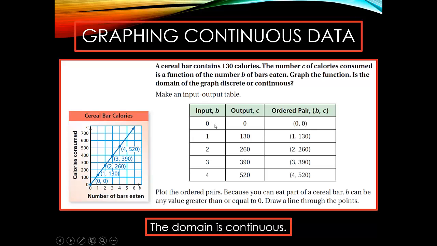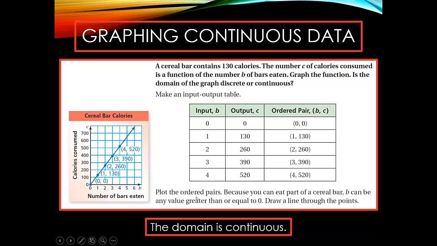So if we eat 0 bars, we have 0 calories. So that ordered pair is 0, 0. If we eat 1 bar, we would have 130 calories. So the ordered pair would be 1, 130. If we eat 2 bars, we would have 260 calories. So the ordered pair would be 2, 260. If we eat 3 bars, we get 390 calories. So the ordered pair would be 3, 390. And if we eat 4 bars, we get 520 calories. So the ordered pair would be 4, 520.